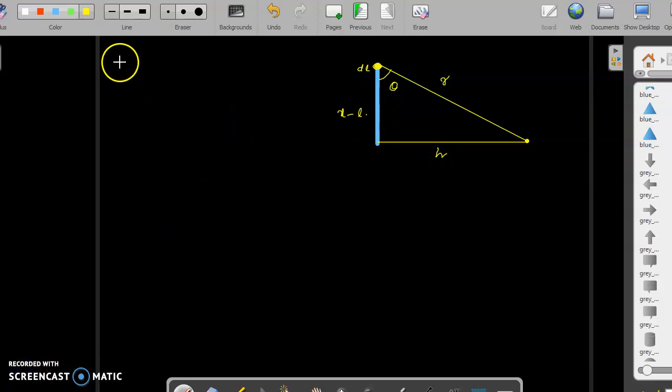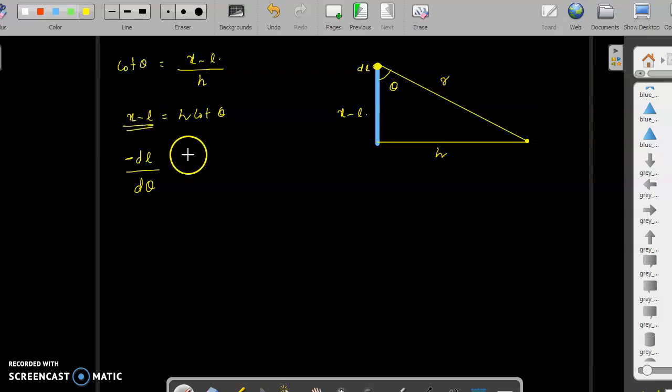Now if you take cot theta equal to x minus L, the adjacent side, by h, so x minus L becomes h cot theta. If I differentiate this function with respect to theta, this becomes minus dl by d theta, because when you differentiate x minus L with respect to L, this becomes minus dl, and h is constant.